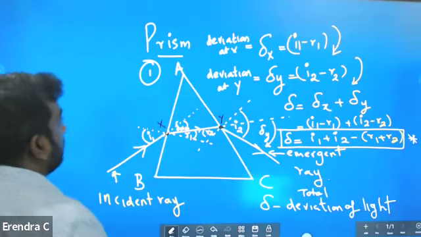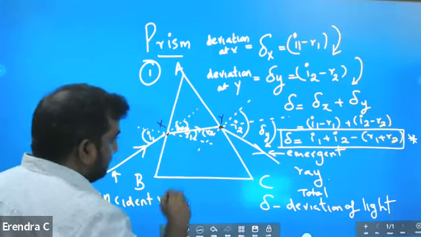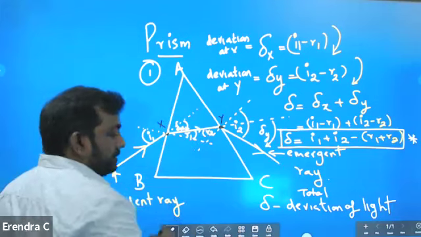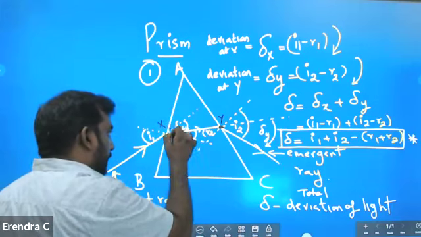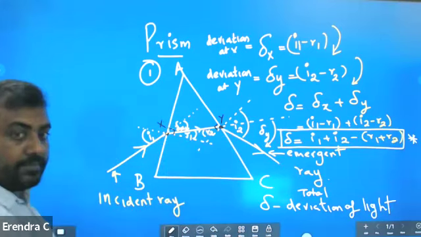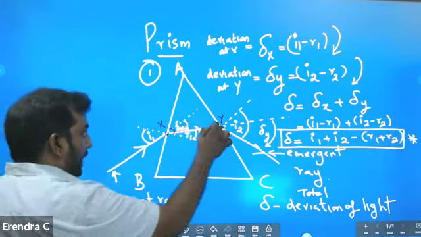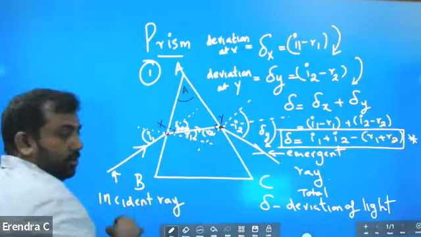Right. Okay. Now the second point that we consider is these angles. If you look at this carefully, here you have normal, so angle 90. Here you have normal, angle 90. So angle 90 here, angle 90 there. This is called your prism angle. A is called your prism angle.